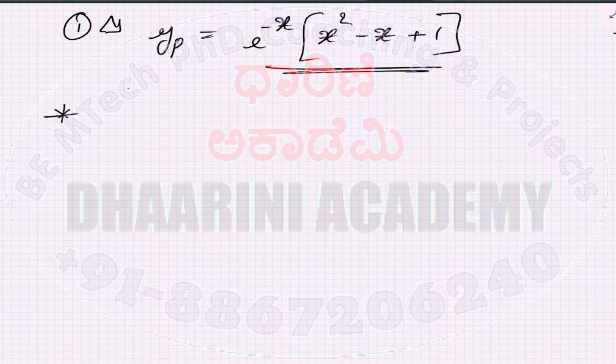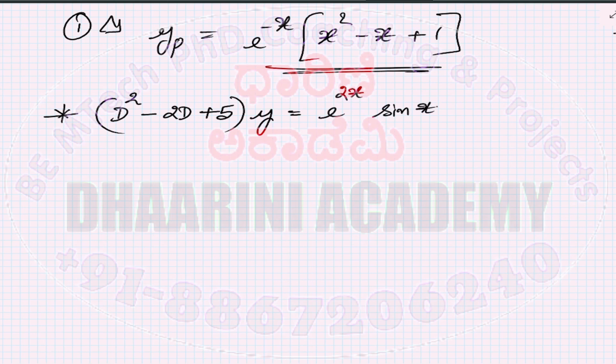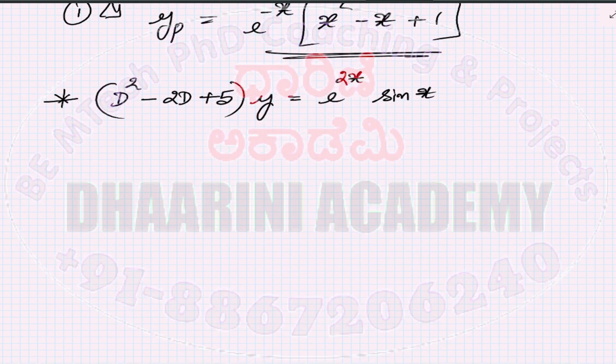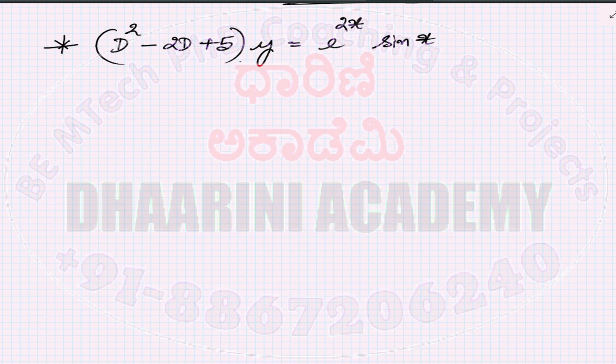Okay, so the first question is (D² − 2D + 5)y = e^(2x) sin x. This is already given in the required format. So my first objective is to find yc. To find yc, we'll write the auxiliary equation.